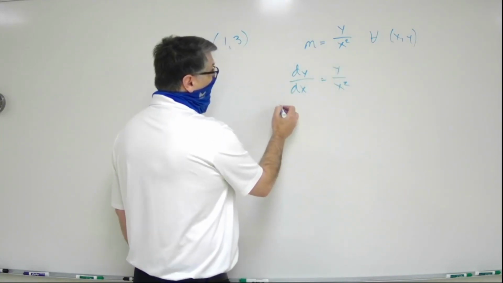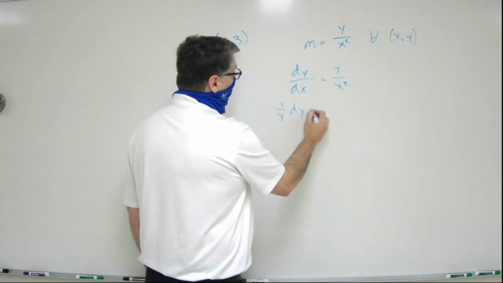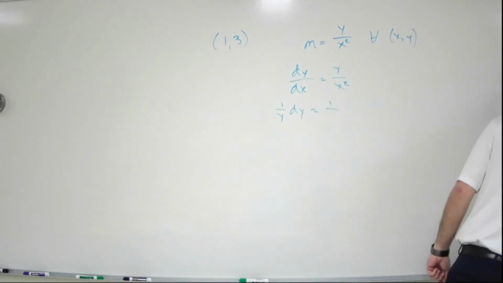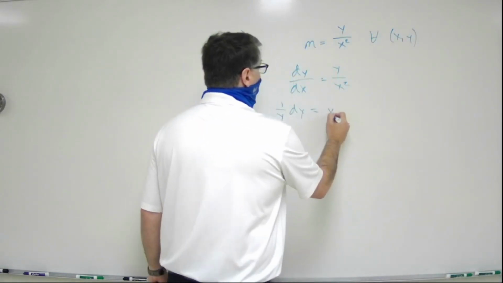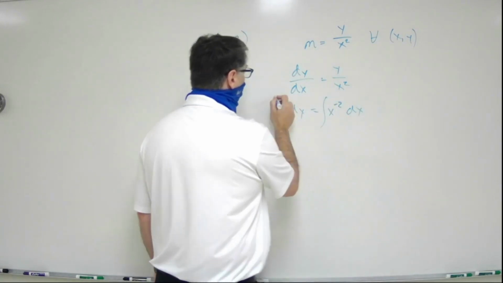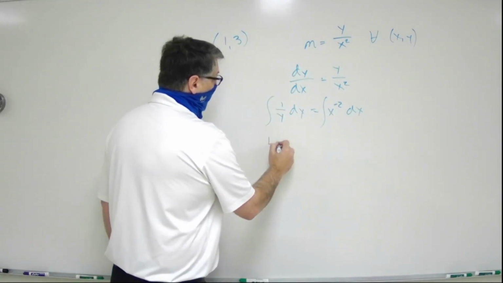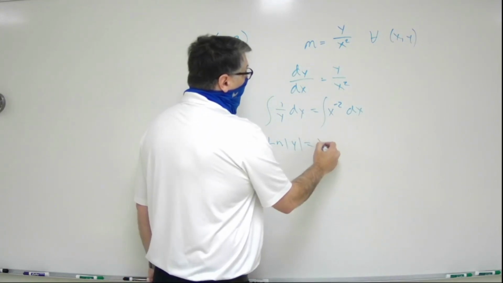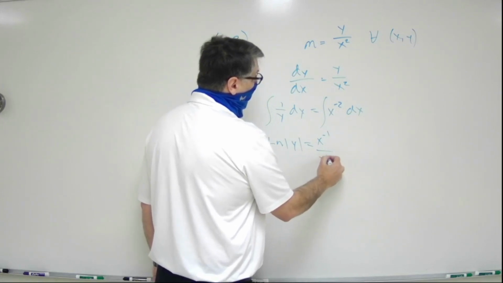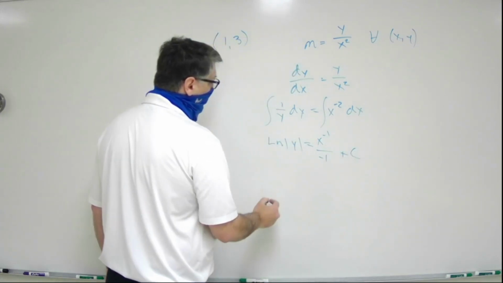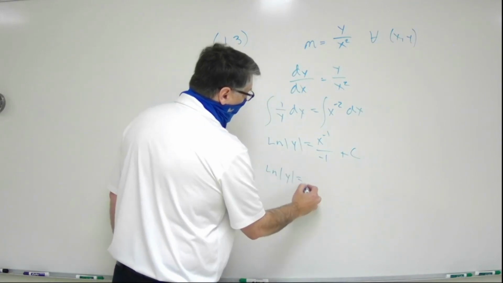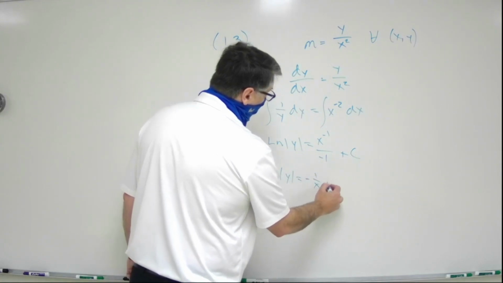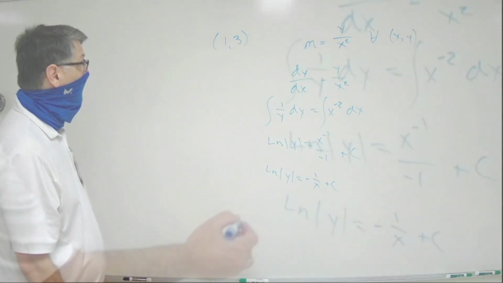So we're going to do 1 over y dy equals 1 over, well, let's just do x to the negative 2, it'll be easier. x to the negative 2 dx, we integrate. This becomes ln of the absolute value of y equals, let's see, x to the negative 1 over negative 1 plus c. Ln of the absolute value of y equals negative 1 over x plus c. Both sides.